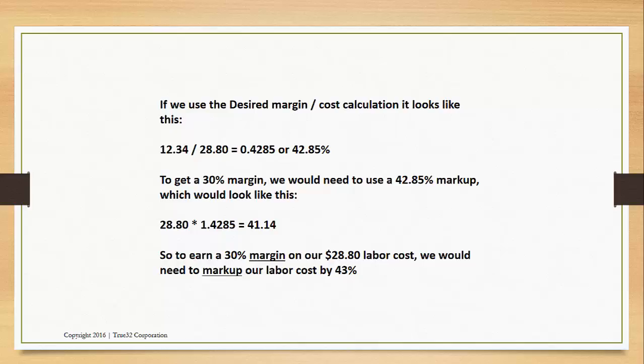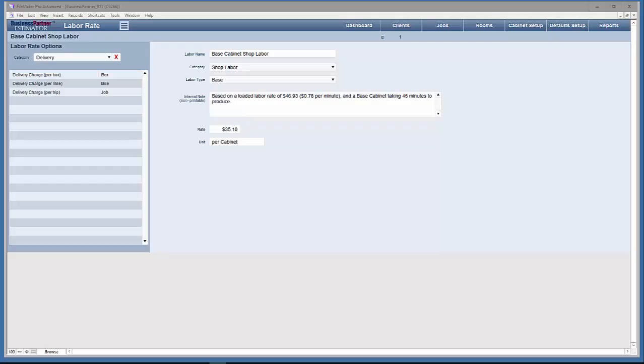So to earn a 30% margin on our $28.80 labor cost, we would need to mark up our labor cost by 43%, rounding up there obviously. Now all of these numbers are just made up numbers. These are not numbers that are meant to provide any value to you. The math is what I wanted you to see. And I think that pretty much covers the math in this particular tutorial.